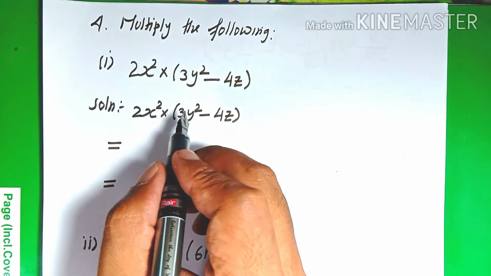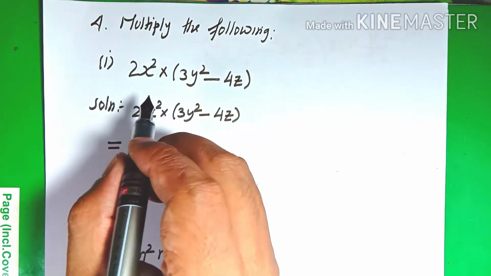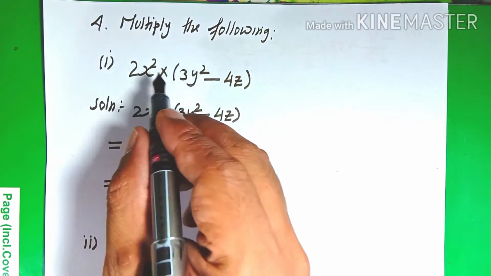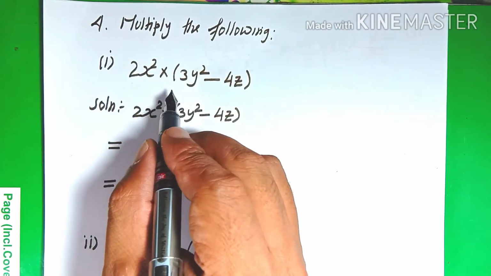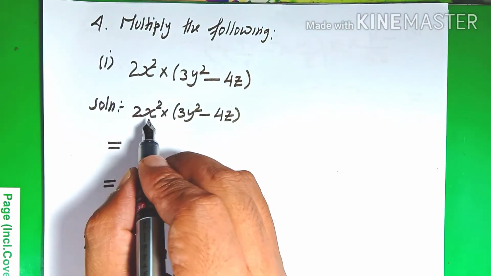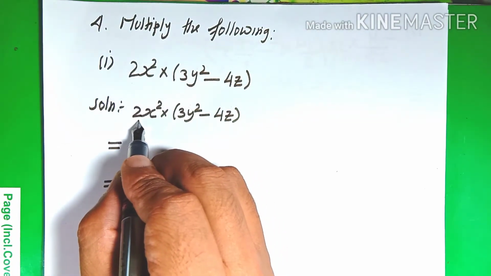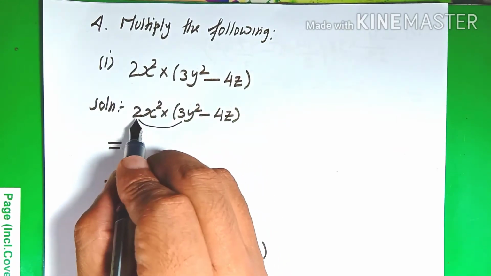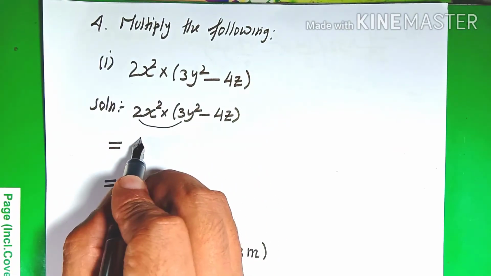Question number 4, multiply the following. So we can see here, first you'll have to multiply by 2x and the given factor here. So one must open the bracket here. First, you'll have to multiply the numbers, that is, we can see here 2 and 3. 2 into 3 is equal to 6.